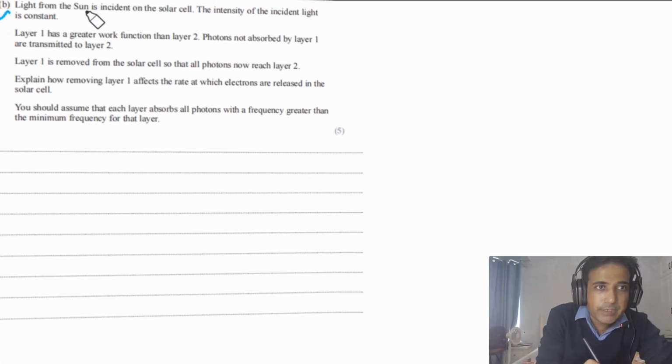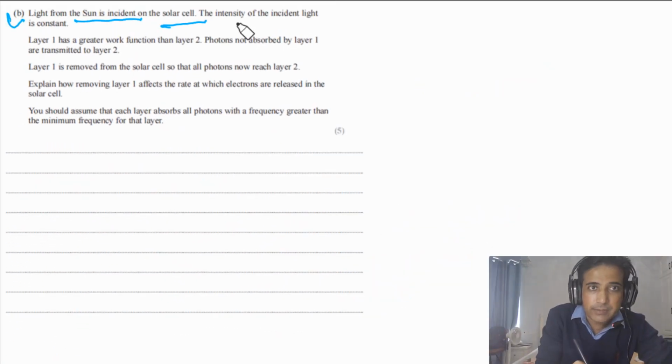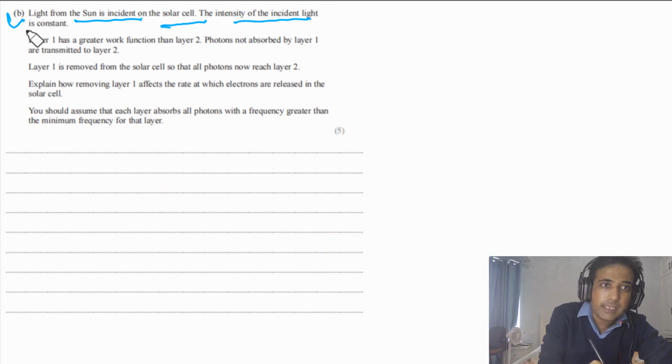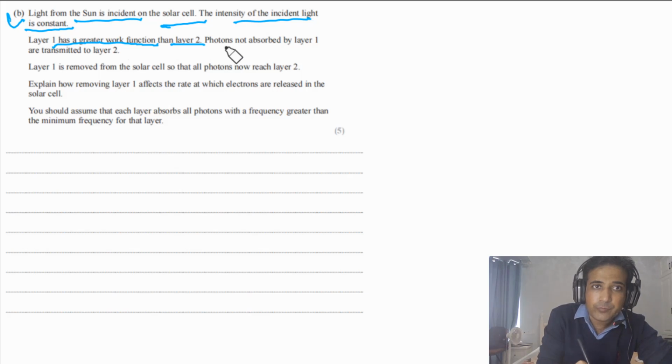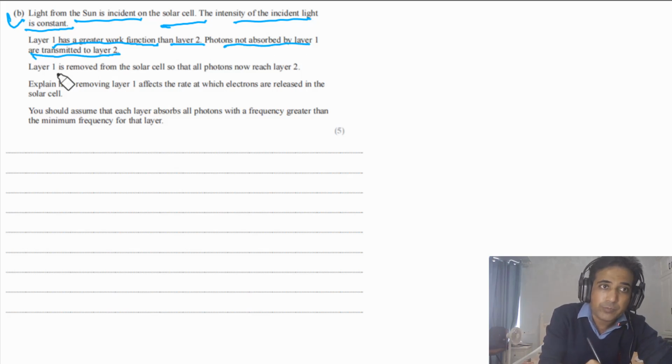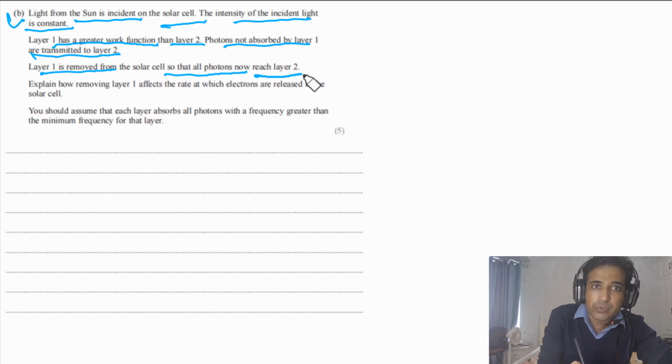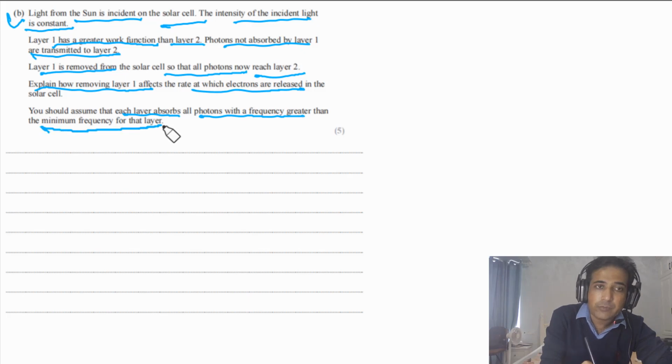Part B says light from the sun is incident on the solar cell. The intensity of the incident light is constant. Layer 1 has a greater work function than layer 2. Photons not absorbed by layer 1 are transmitted to layer 2. Layer 1 is removed from the solar cell so that all photons now reach layer 2. Explain how removing layer 1 affects the rate at which electrons are released in the solar cell. You should assume that each layer absorbs all photons with a frequency greater than the minimum frequency for that layer.